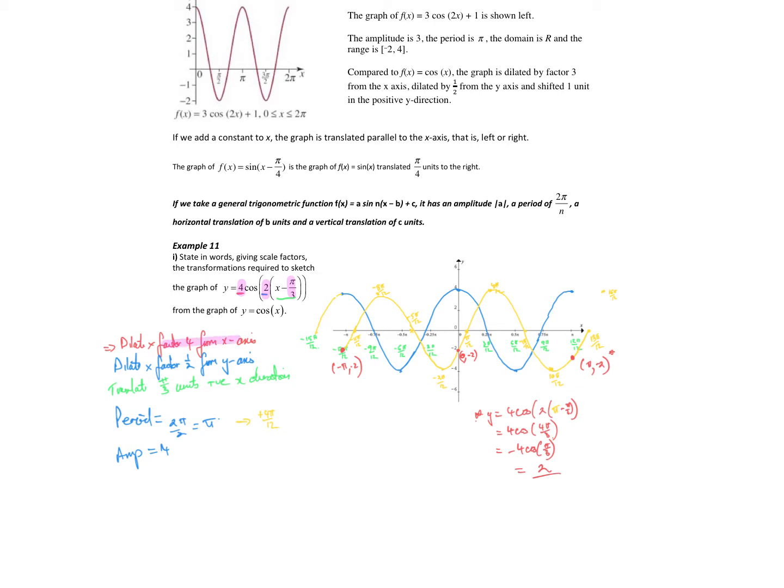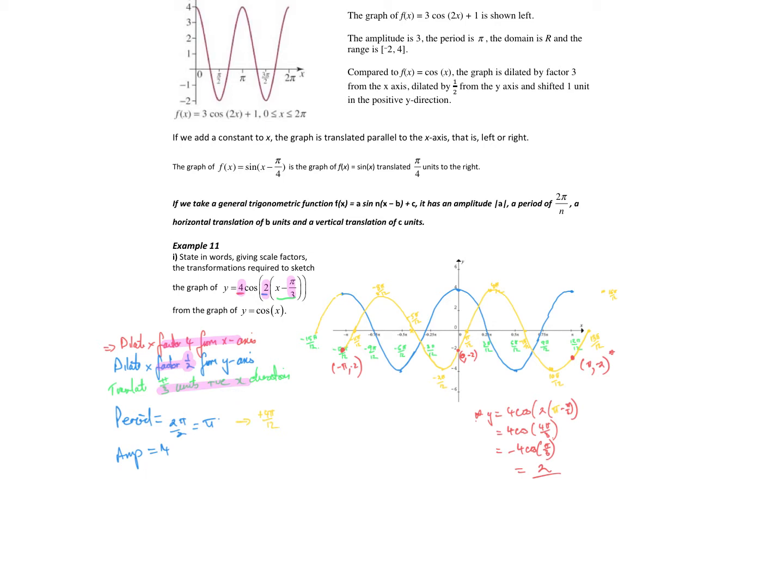The 4 at the front is multiplying the whole function by a value of 4, so it's dilating by a factor of 4 from the x-axis. The 2 inside the function, well, don't forget that the factor we multiply by is actually x on n. So to get a 2 inside the function, we must be dividing by a half. So we're multiplying by a factor of half from the y-axis. And then we can see our translation of pi on 3 units to the right is exactly that, pi on 3 units in the positive x direction.